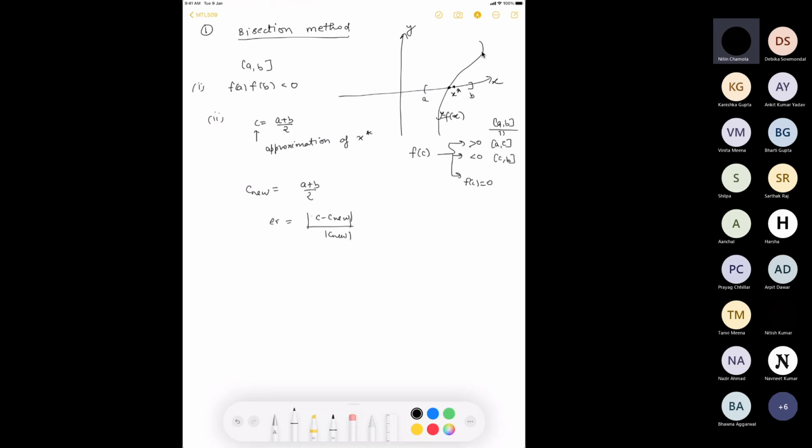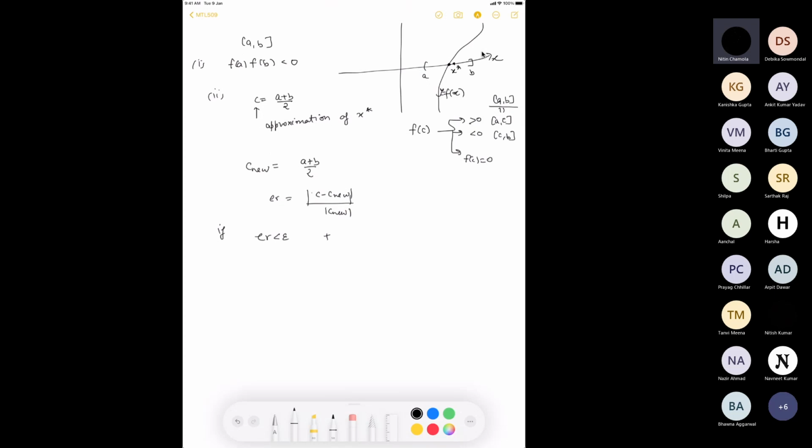And if this error is less than tolerance, then you stop. So this is a prescribed tolerance. Then you stop. Otherwise, you repeat this algorithm.